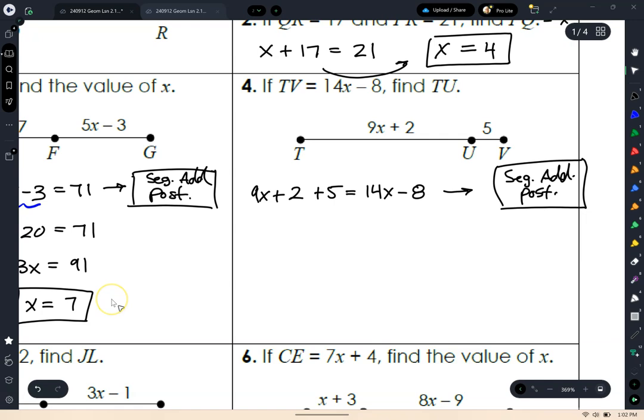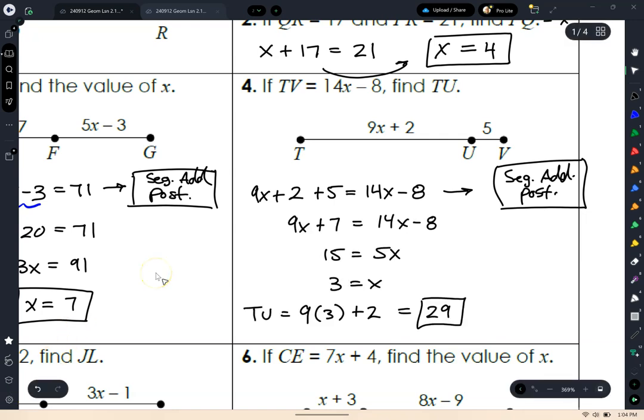Okay, you should have started in this direction. Did you set it up like that? And identify your segment addition postulate tool. Good. Then finish it. Variables on both sides, and all that. How many got x is equal to, how many get 3 for their answer?